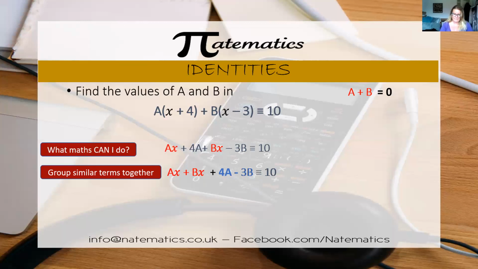Now let's have a look at our constants. We've got 4a minus 3b is equal to 10. So let's just have a look at what we've got here now. Are we able to find a and b straight away yet?